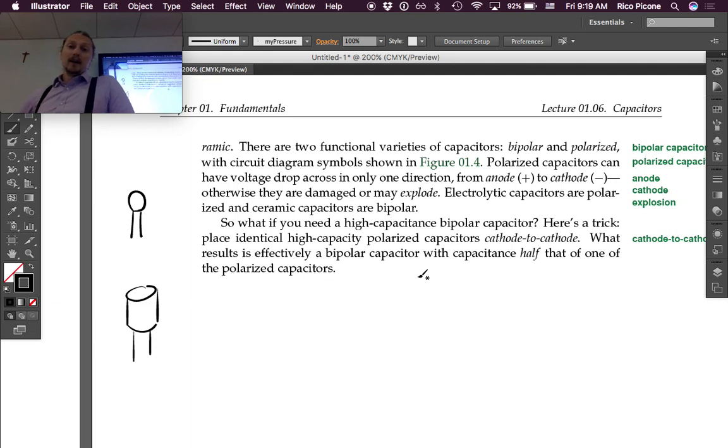So polarized capacitors can have voltage drops across in only one direction, from the anode, which is denoted with the plus sign, to the cathode, which is denoted with the minus sign. Otherwise, they can be damaged or may explode. That was a key word that I put over here, explosion.